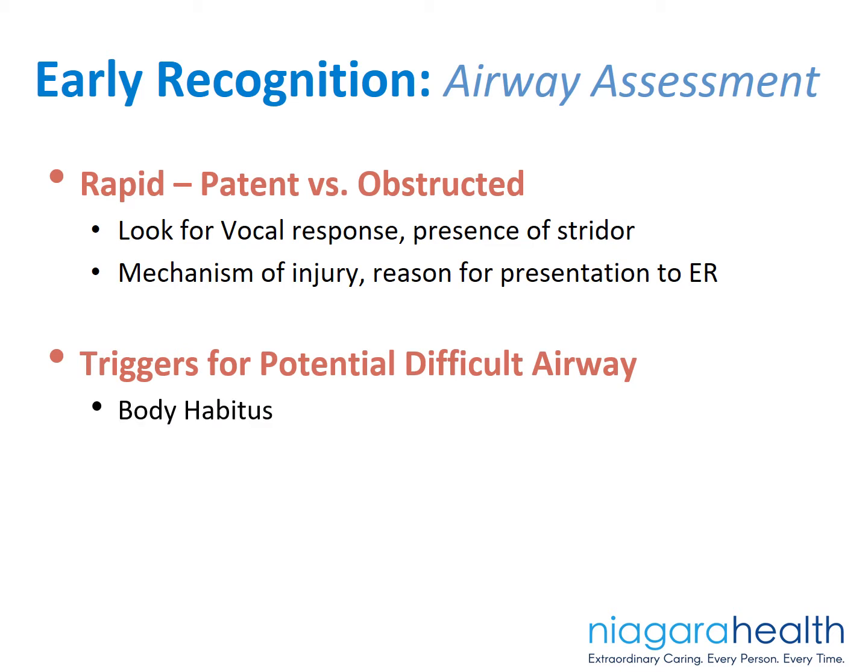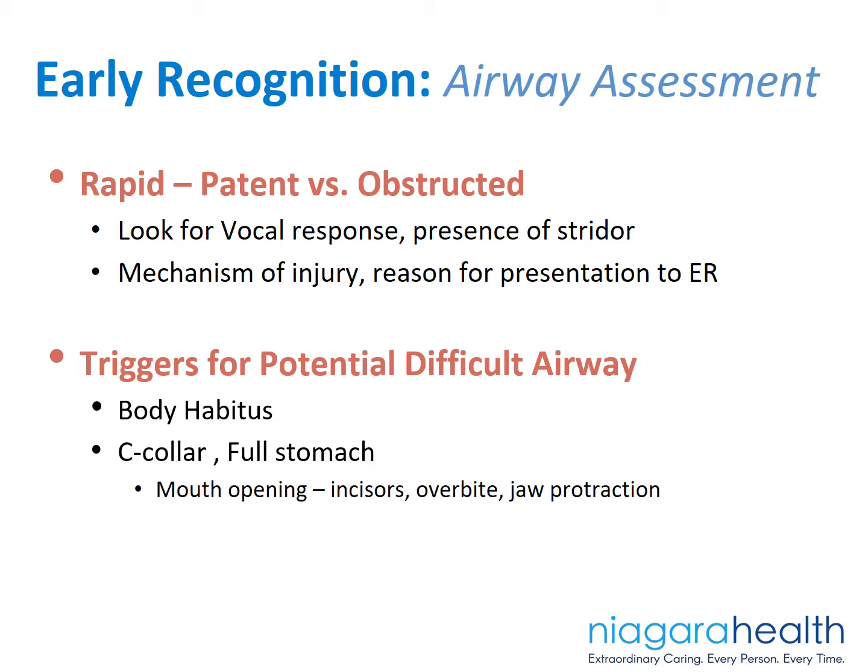Body habitus. The morbidly obese patient is going to be difficult by definition. Thick neck, big tongue, tendency to obstruct, and tendency to desaturate. Restrictions. A C-collar automatically makes it difficult for you to get a good view. Full stomach raises the bar in terms of a high likelihood of aspiration. And then simple things. Ask them to open their mouth. If they have prominent incisors and an overbite or a protruded jaw, that's going to mean that you're going to have difficulty getting the blade in and the tongue out of the way, making your view difficult.